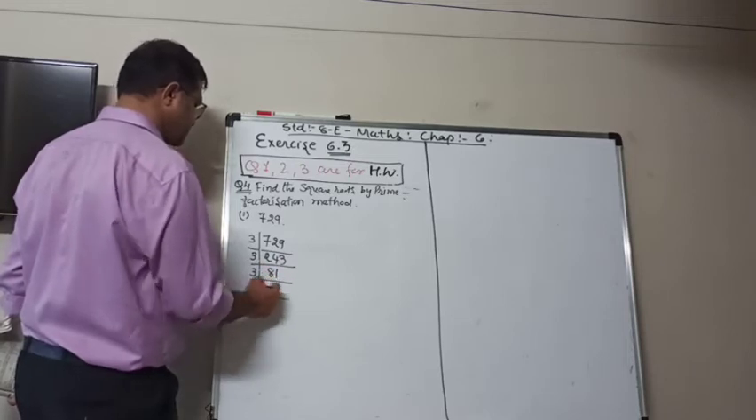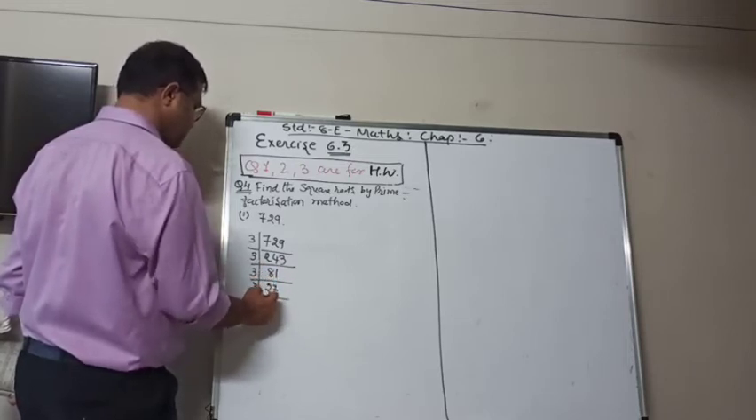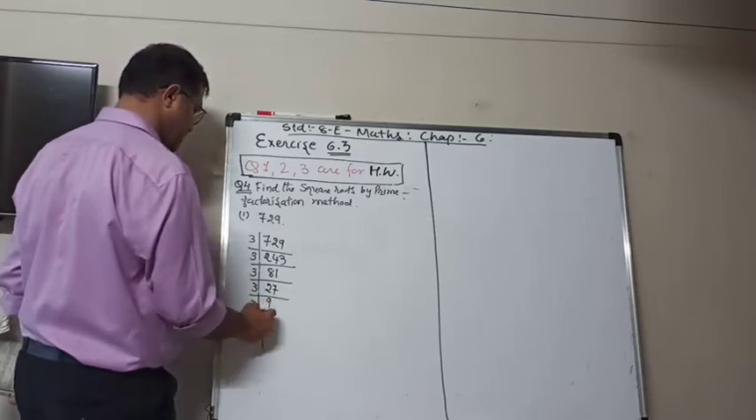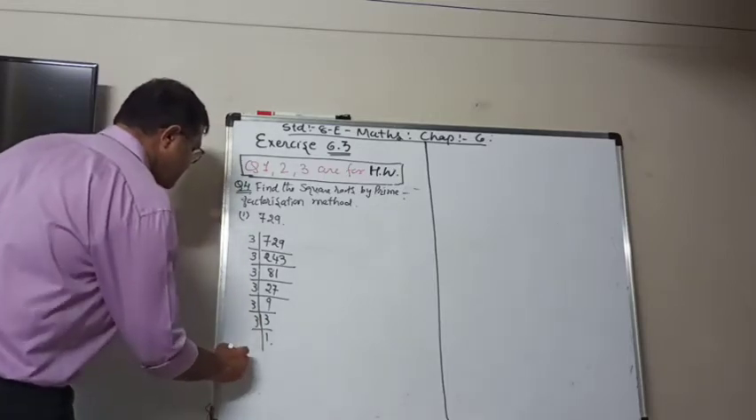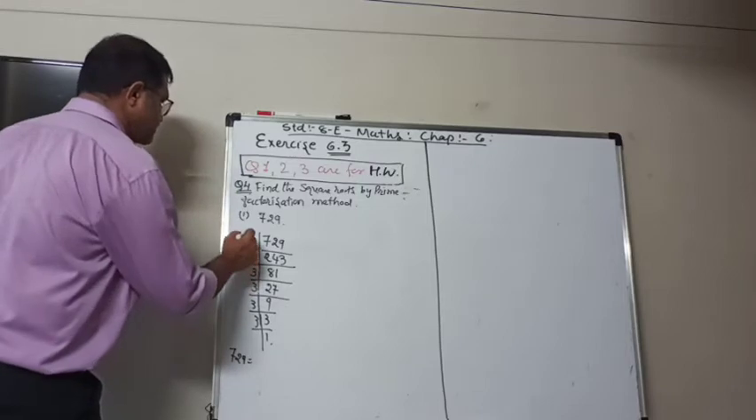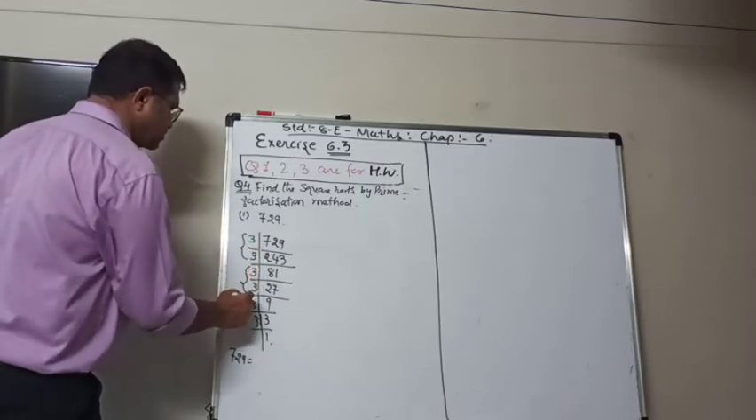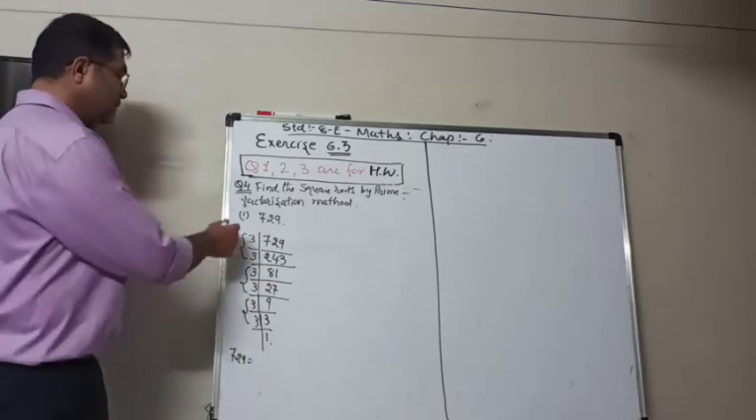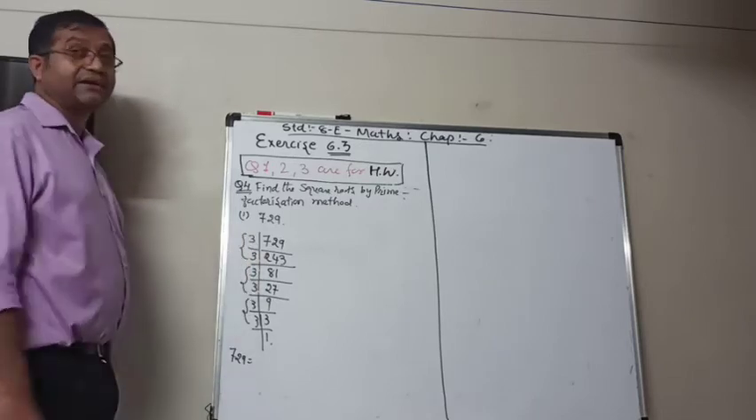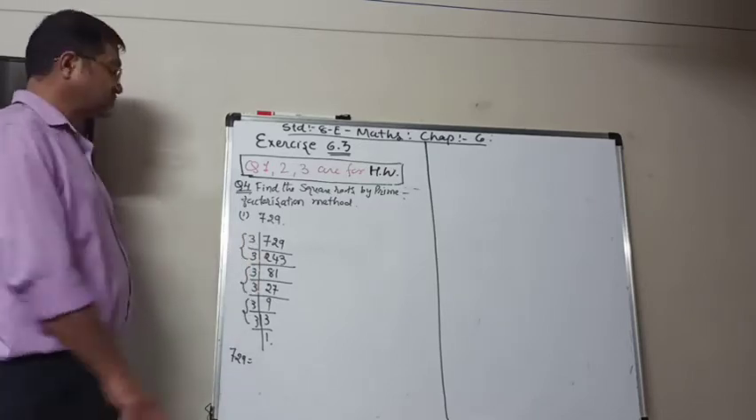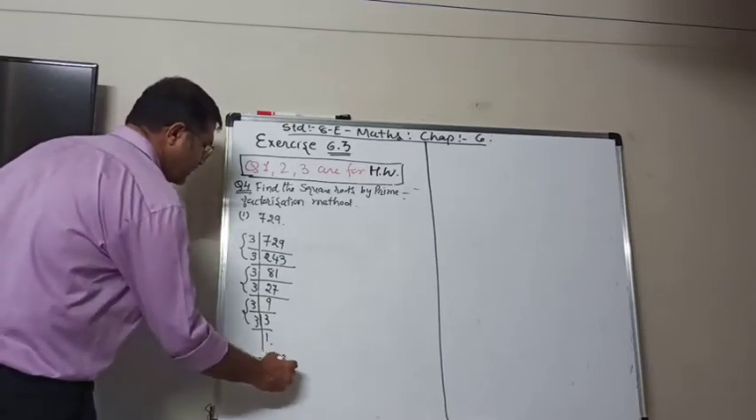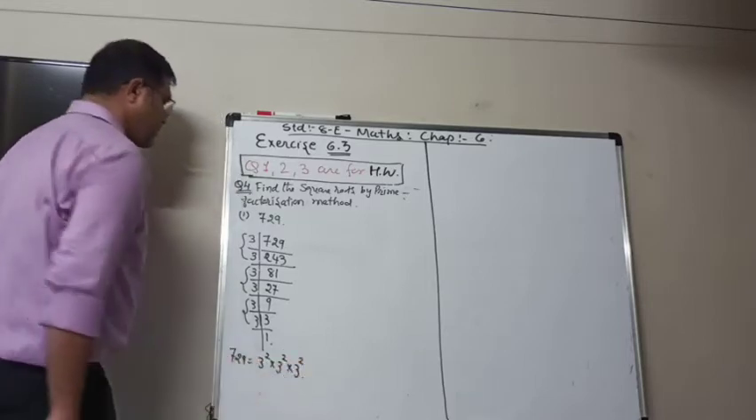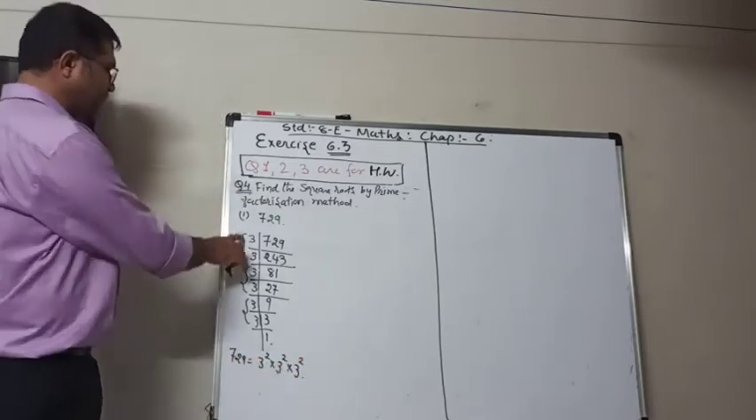27 3s are 81. 3 9s are 27, 3 3s are 9, and 3 3s are 9, 3 1s are 3. So here 729 is equal to, there is another thing like that also you can do. You can make the pairs directly in the prime factorization. So directly you can write down 3 square multiplied by 3 square multiplied by 3 square, 3 times the pairs.